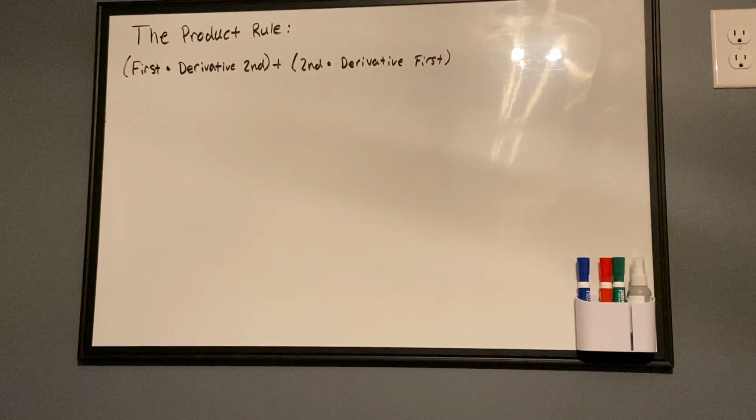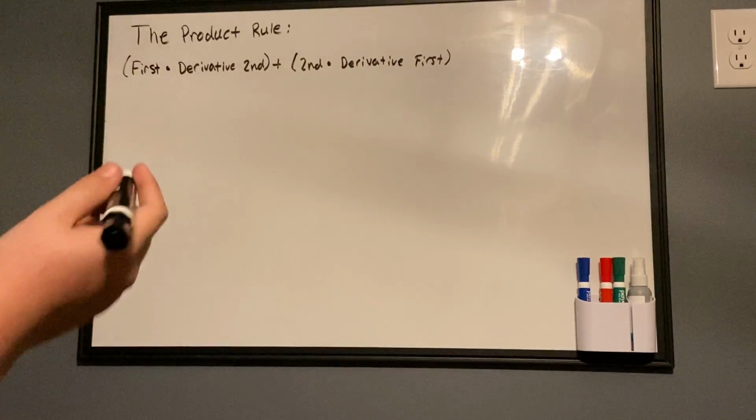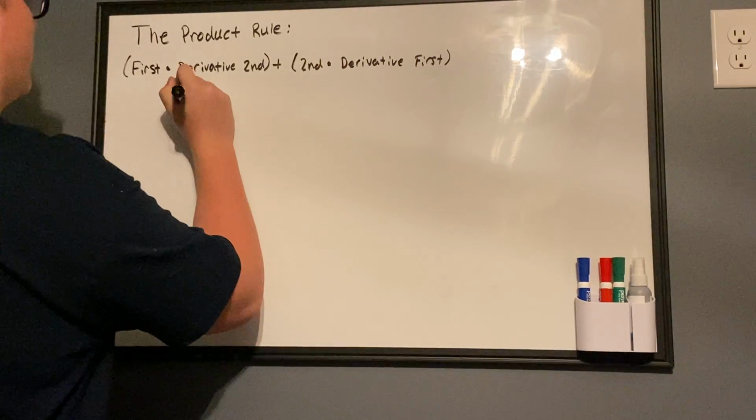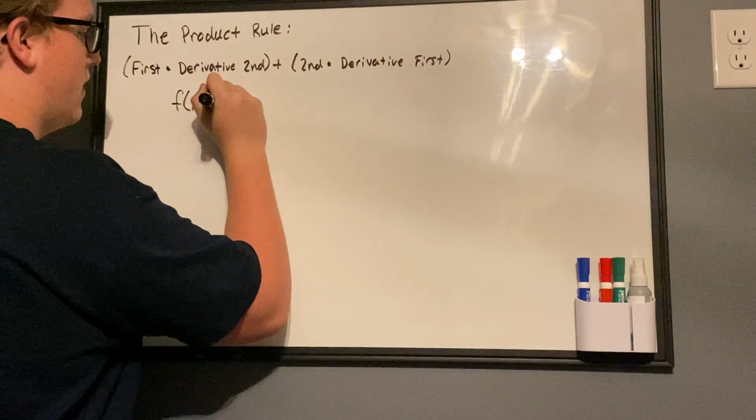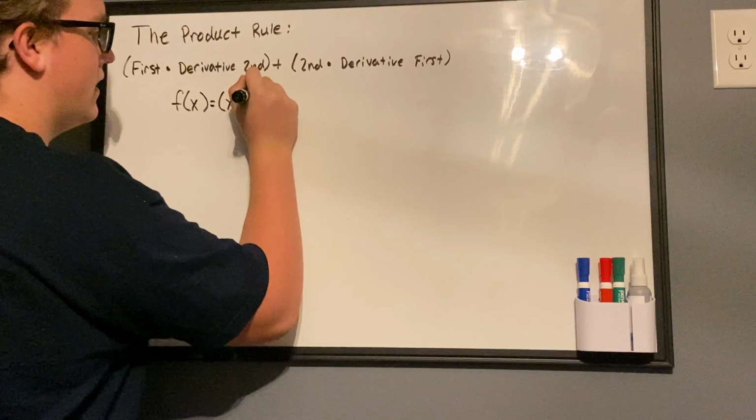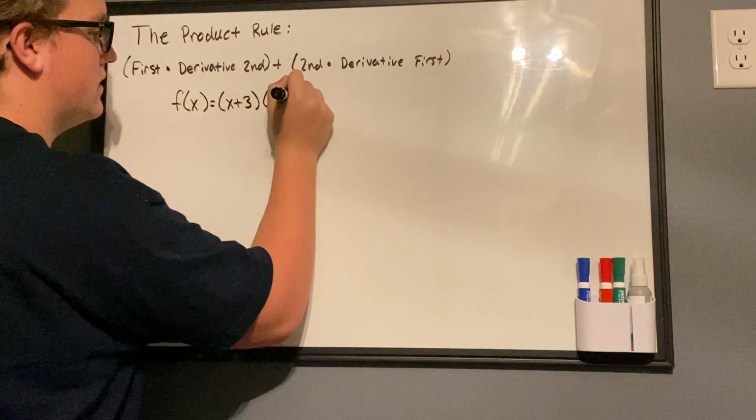Today, I'd like to explain what the product rule is and how to use it when solving a derivative. A lot of times we're going to have terms and functions where there are two things being multiplied together. So let's take the example of x plus 3 times x plus 2.